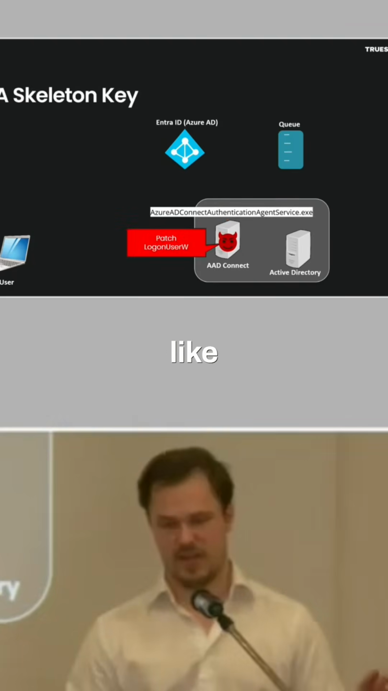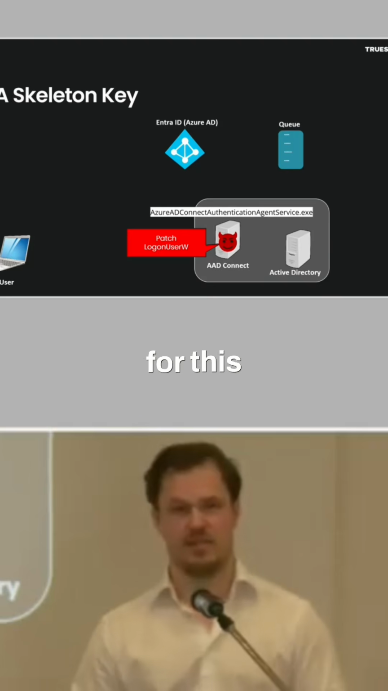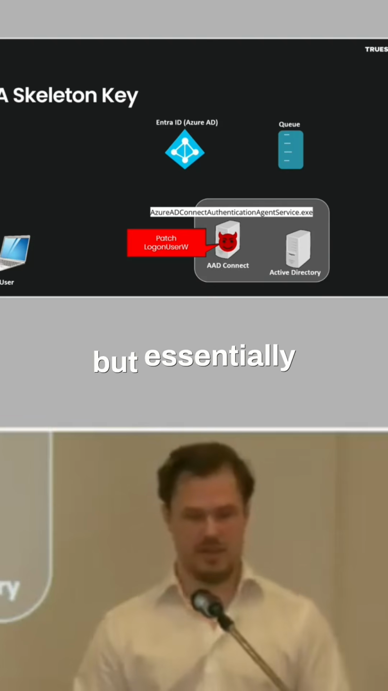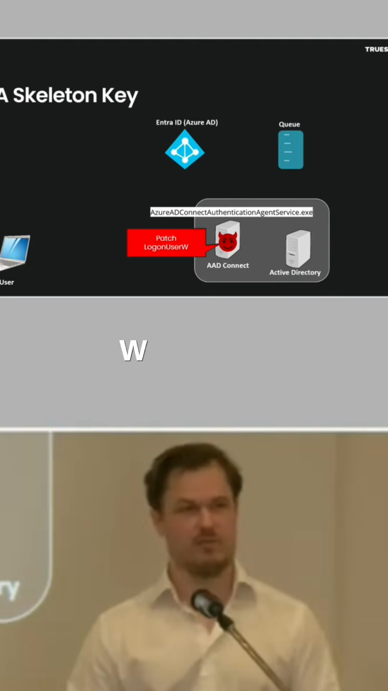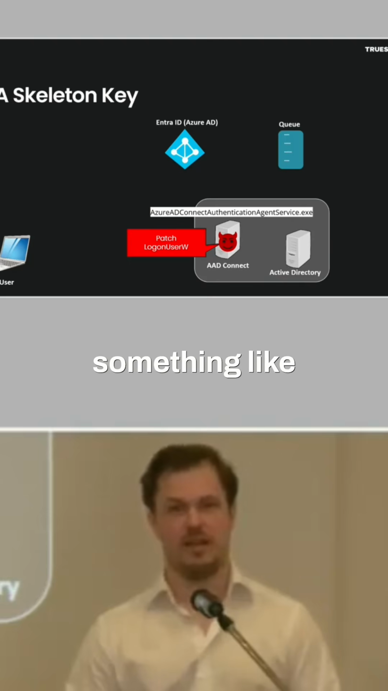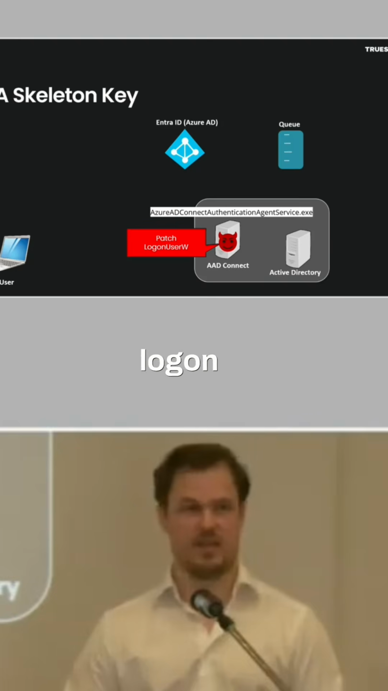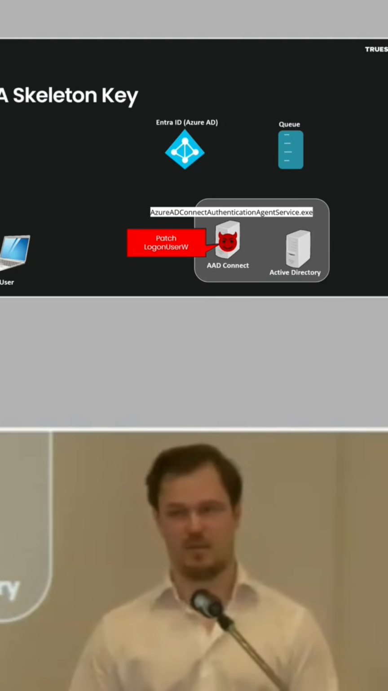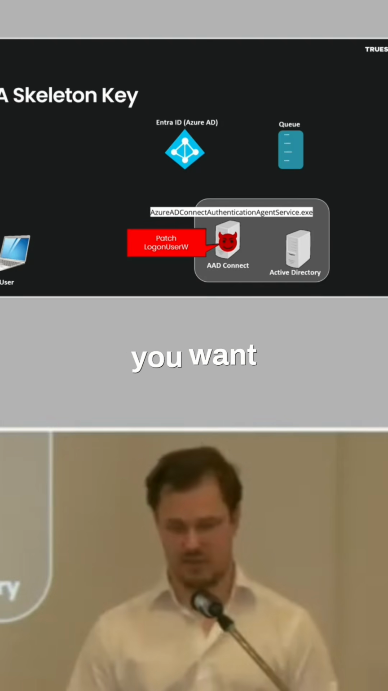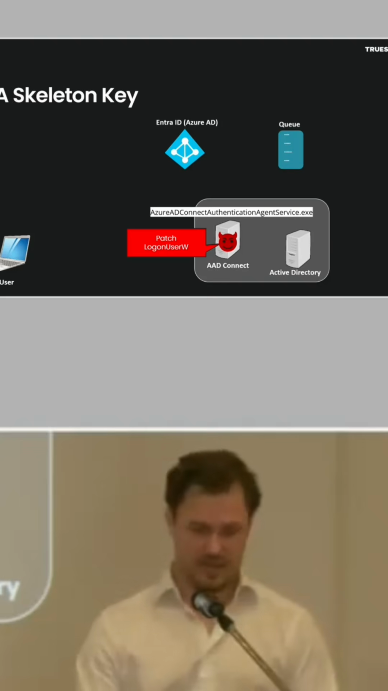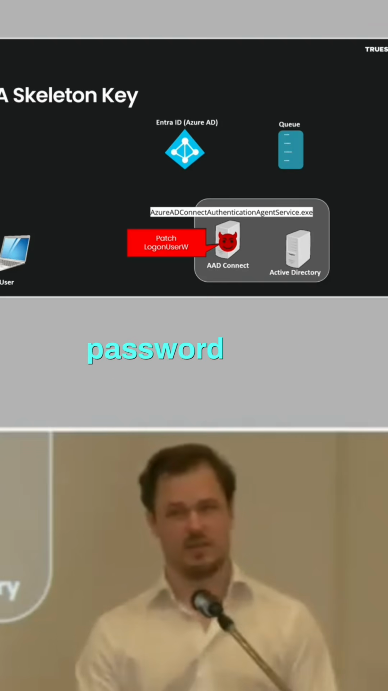Well, there is AADInternals as an implementation for this, and there are multiple ways to do it. But essentially, you can patch the LogonUserW function and say something like, I don't care about the username, but if the password is banana, then say that the login is successful. And then you have a backdoor password and can log into whatever account you want. Then again, this was not a login, right? This was a password reset.